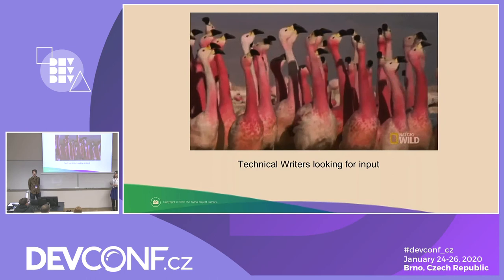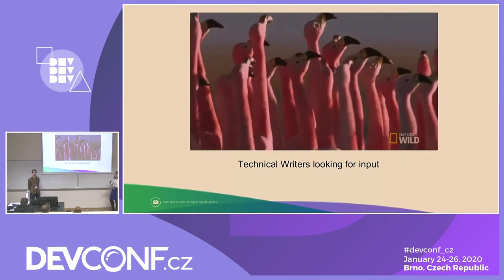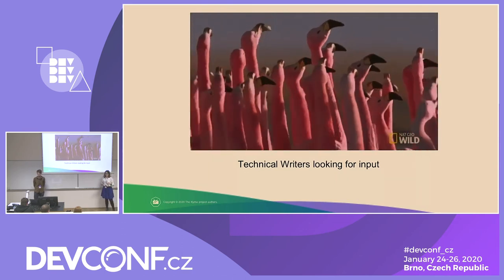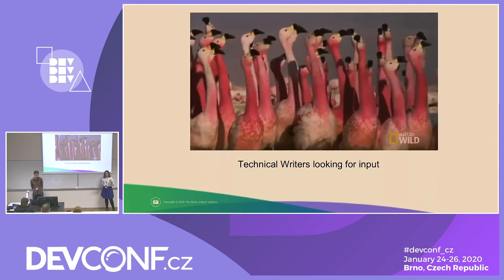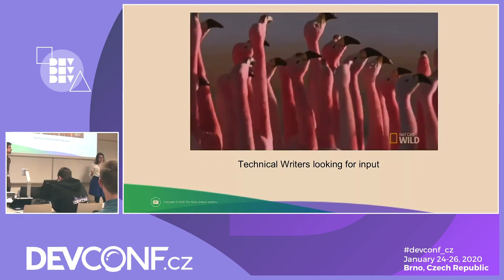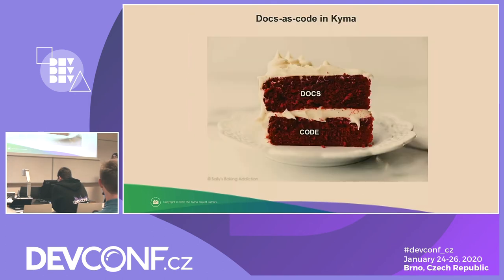But in our company, as Tom mentioned, we are called information developers, and that's what we want to explore today. So how are technical writers developers? In what way? Does the documentation as code approach help us? Is it beneficial at all to technical writers and the teams? So let's start from the docs as code approach. In Kima, it is very close. We can see that the docs and code are the two layers of the same Kima cake, let's say.